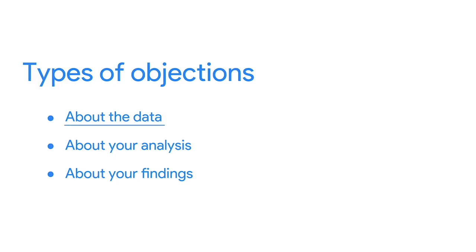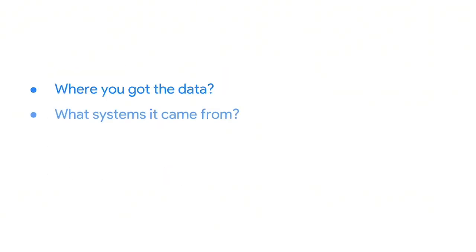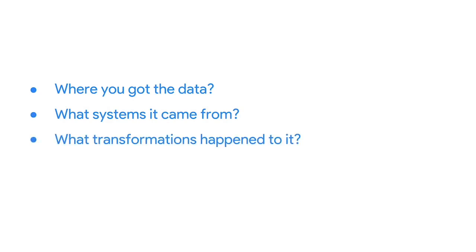Objections about the data could mean a few different things. Sometimes stakeholders might be asking where you got the data and what systems it came from. Or they might want to know what transformations happened to it before you worked with it, or how fresh and accurate your data is. You can include all this information in the beginning of your presentation to set up the data context. You can add a more detailed breakdown in your appendix in case there are more questions.